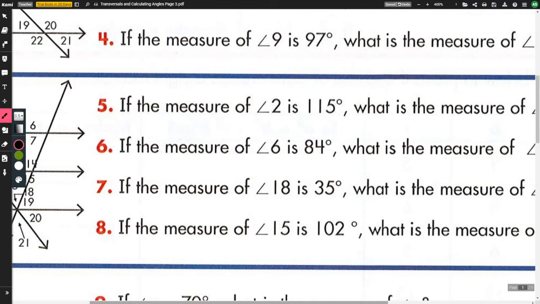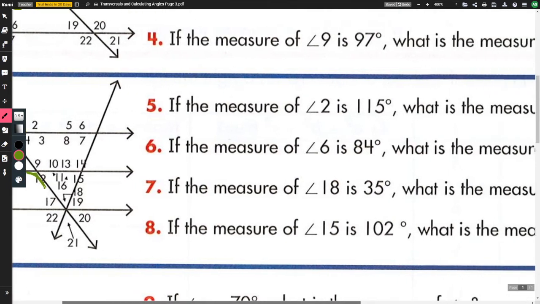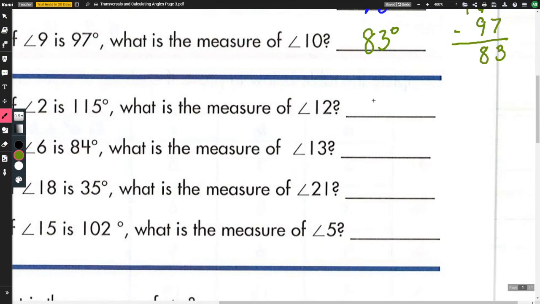The measure of angle 2 is 115 degrees. What is the measure of angle 12? 2 is this angle right here, and 12 is this angle right here. As you see with these two parallel lines, just like 18 and 8 above, they are on alternate sides of the transversal and they're on the exterior. This means that these two are going to be the same. So my answer is 115.